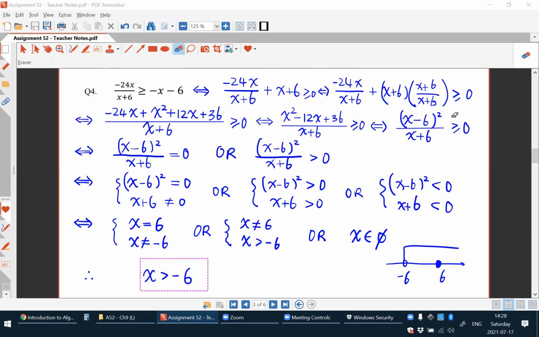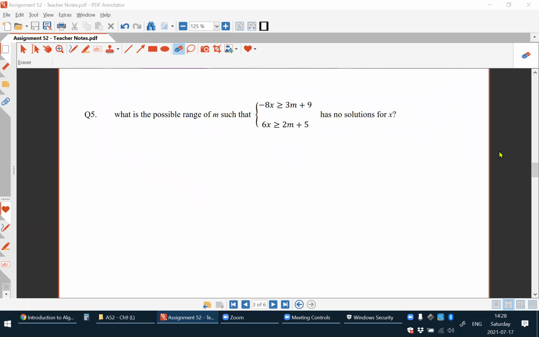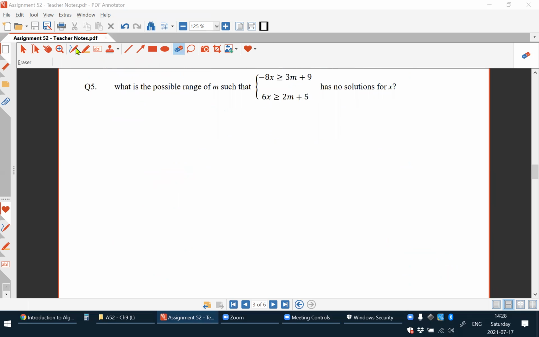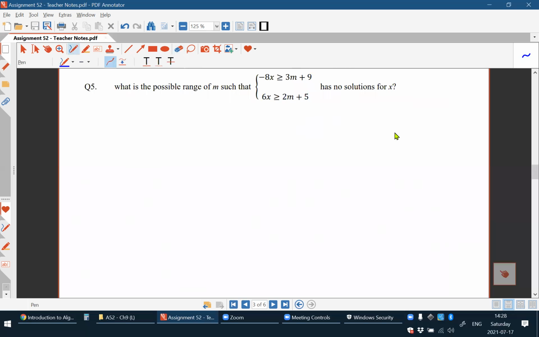No? Okay, let's see question 5. What is the possible range of M such that the system of inequalities has no solutions for X? Okay, so first of all, let's try to solve this system. So let's call this the star, okay?